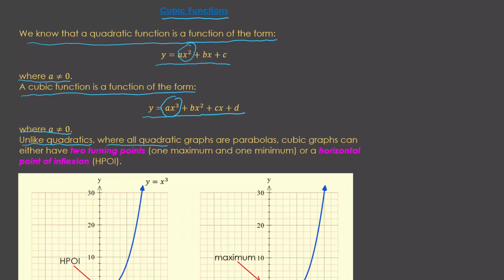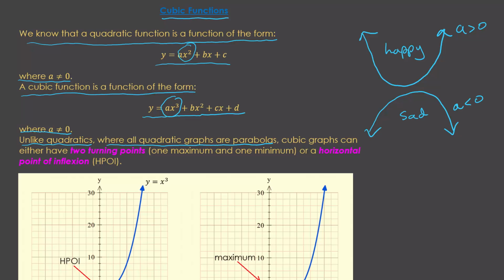Unlike quadratics, where all quadratic graphs are parabolas, remember the shape of a parabola, so it can be like that when the a is positive, and we call that a happy curve, or they can be like that when a is negative, and that's a sad curve. Cubic graphs can either have two turning points, one maximum and one minimum, or a horizontal point of inflection, which we often abbreviate to HPOI. I'm just going to go back and say happy and sad. The technical term for these are concave up. That's nice and easy to remember because up is U-shaped and this one is concave down.